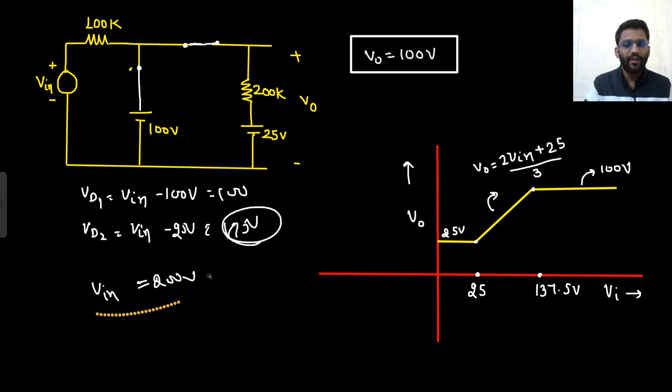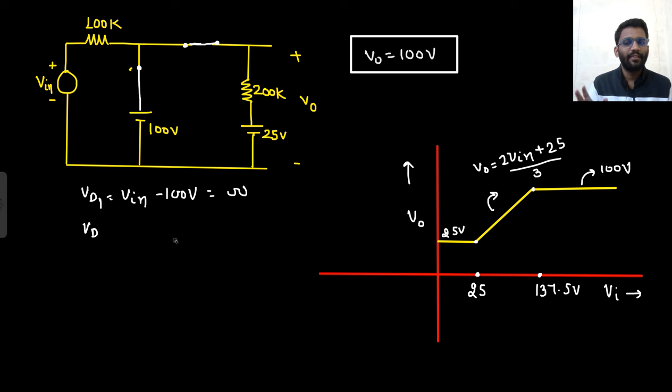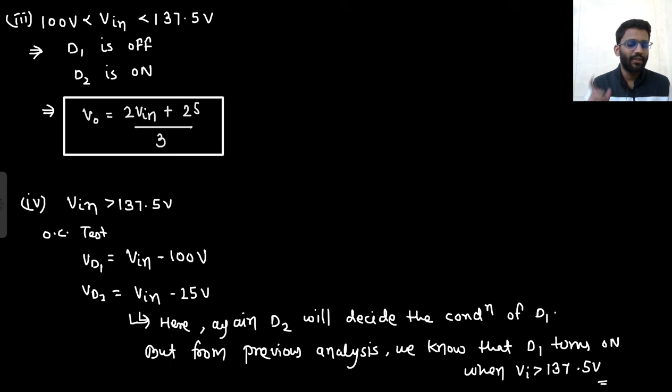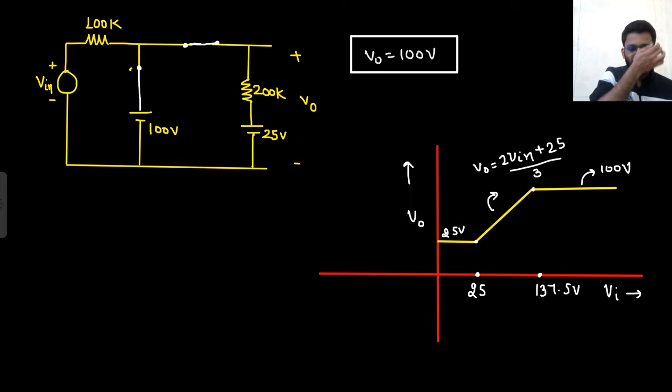So here the point is that VD2 is always greater than VD1. So always the deciding one will be D2. First D2 will turn on and it will decide the working condition of D1. So D2 turns on and decides the working condition of D1. So there we get to know that D1 will turn on for Vin greater than 137.5 volt. So for that it will be 100 volt.